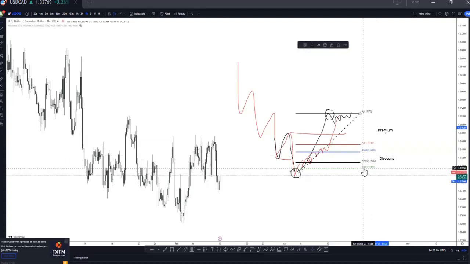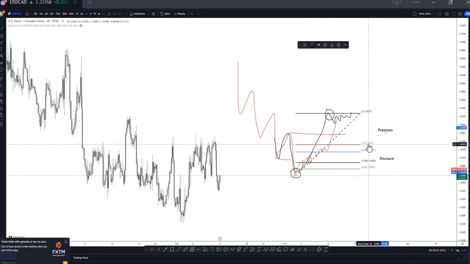Now, on the discount, you see some painted with green, black, and blue. I just explained the red for you. This is the equilibrium level, which separates premium from discount. So you're expecting price to go below this zone to give us an entry.